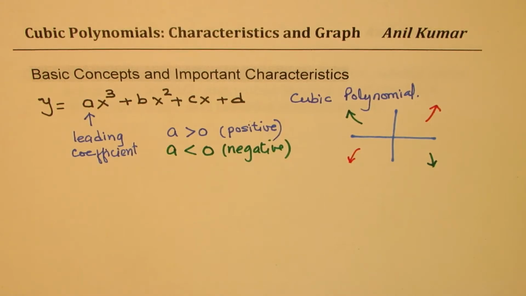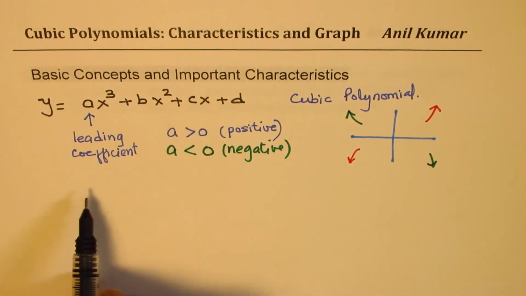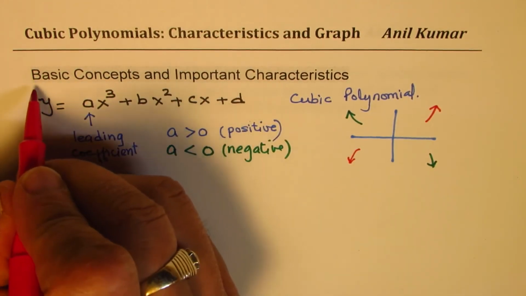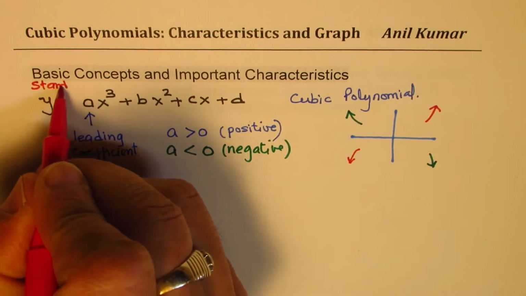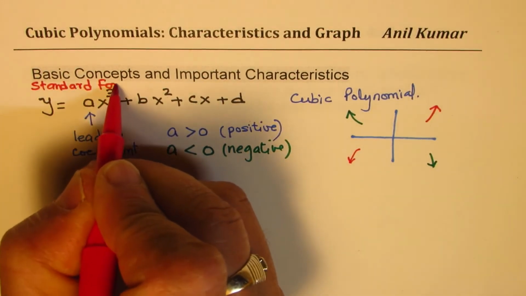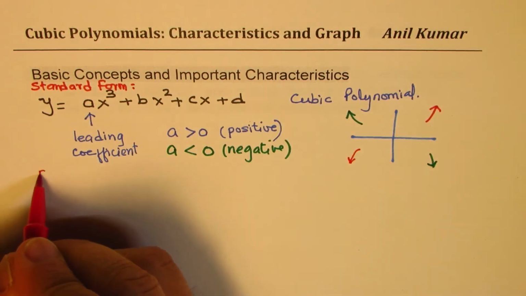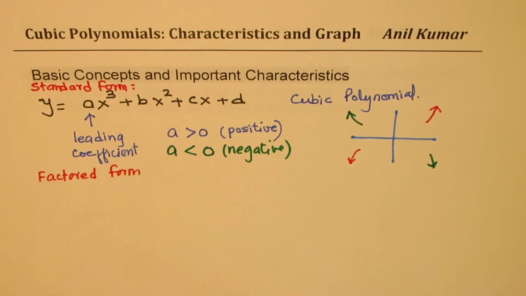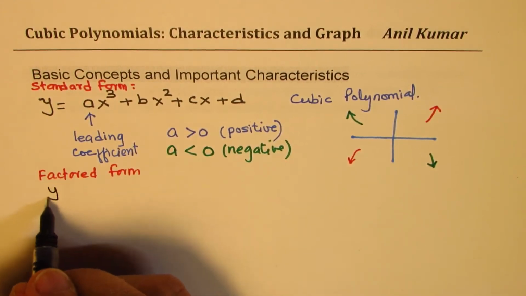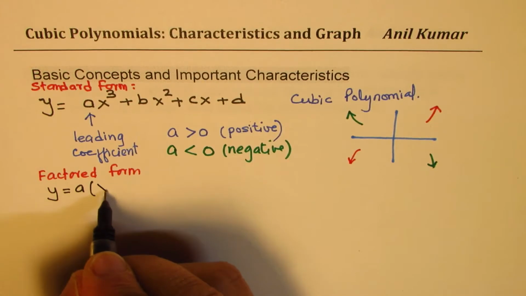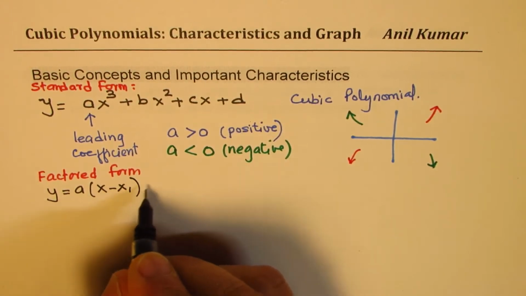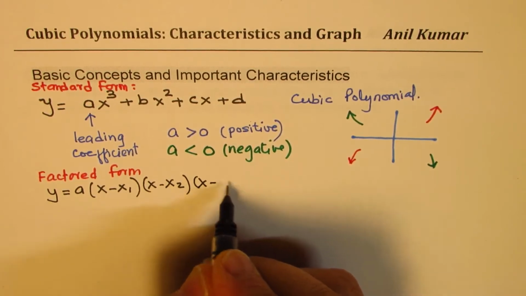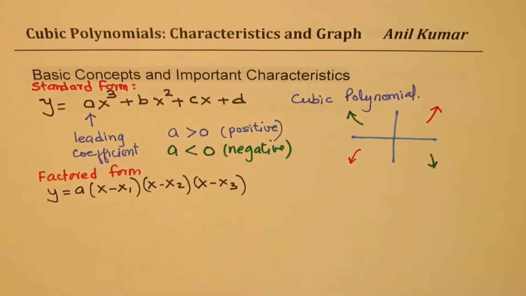Let me also write this equation in factored form. This is the standard form, right? So the equation which I have given you is in standard form. Now in factored form, you could always factor and get something like a times x minus x1, where x1 is the first root, x minus x2, the second root, x minus x3, the third root.